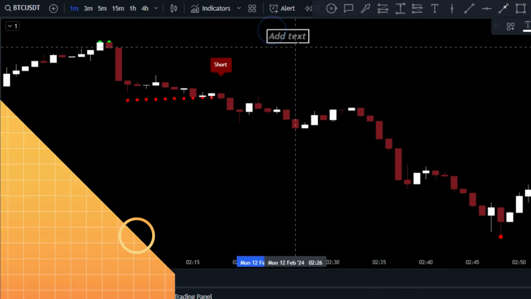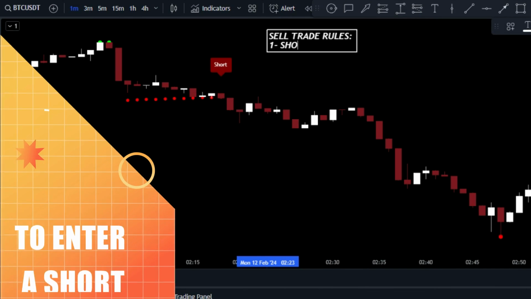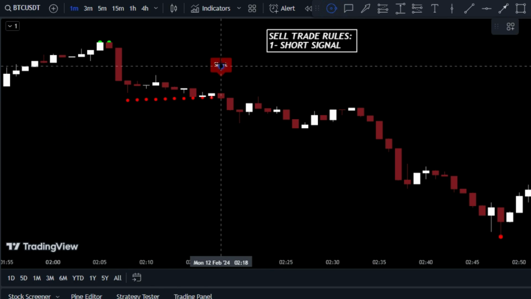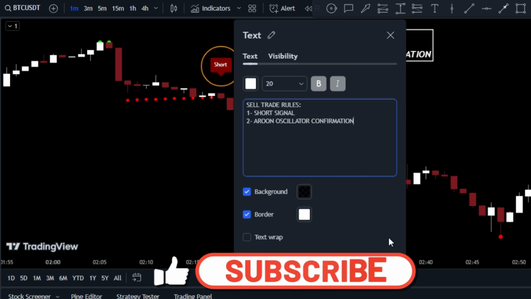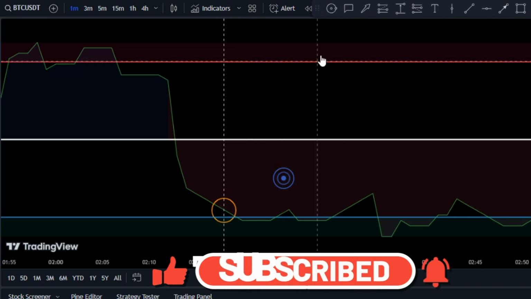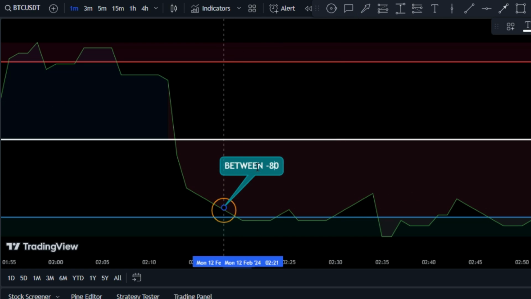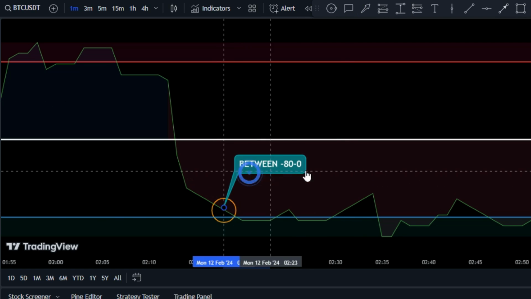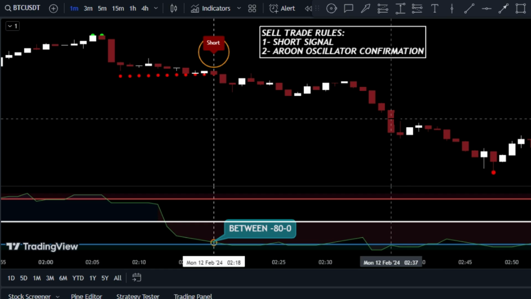And to initiate a short position, you'll first need to observe the trend line with alert indicator for a short signal. Following this, ensure that the Aron oscillator is situated between the midline and minus 80 level, which would confirm a robust bearish signal. When these two conditions align, you can confidently open a short position.